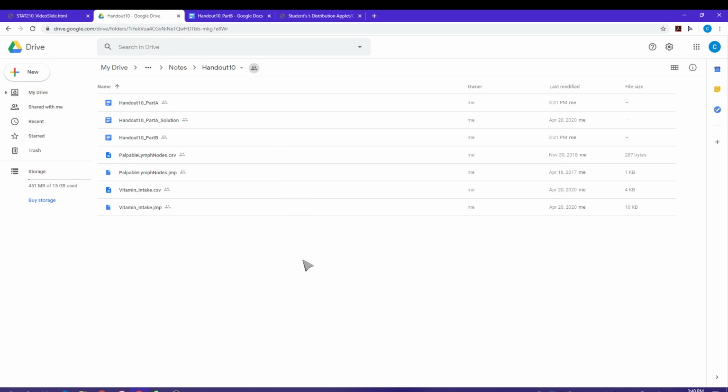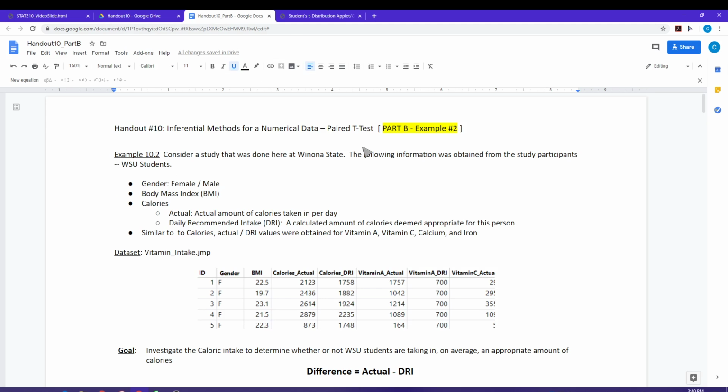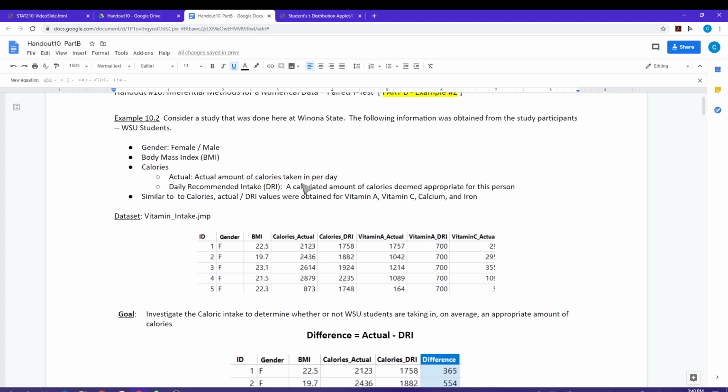So the data set that we're going to use for this handout is the vitamin intake data set, that has been provided in our Google folder here. Handout 10, Part B is just going to cover a second example of a paired t-test. Okay, let's go ahead and get started.